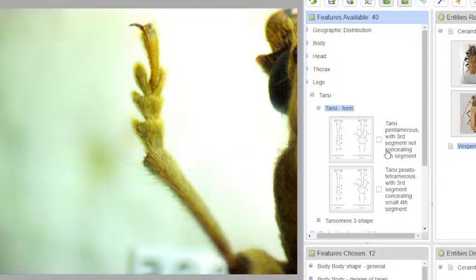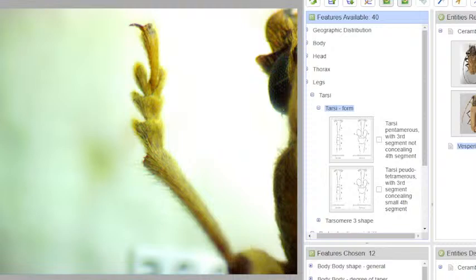Our question is whether or not there is a hidden tarsal segment right here. And I'm going to tell you there totally is. So this is the tibia, and these are the tarsi 1, tarsi 2, and then tarsi 3. It's bifurcate, meaning that there's like two lobes. And in between the lobes, there's a little itty bitty segment that's hidden, and then the longer one. So this is actually 1, 2, 3, 4, 5 segments.